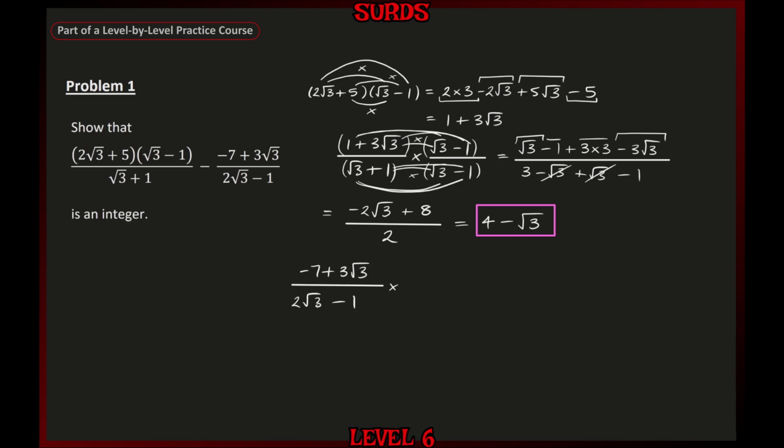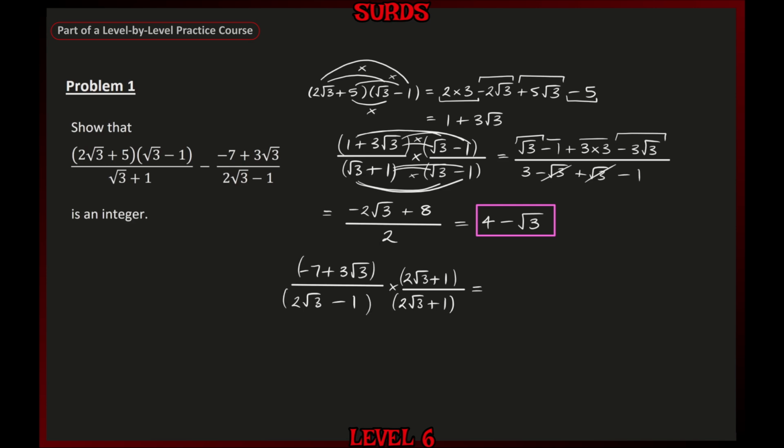And we're going to do the same thing we did earlier, which is to times the top and bottom of this fraction by the conjugate of the denominator. And the conjugate of 2 root 3 minus 1 is 2 root 3 plus 1. So we'll do that to the bottom and the top. And again, we're going to put everything into brackets so that we can expand really accurately.